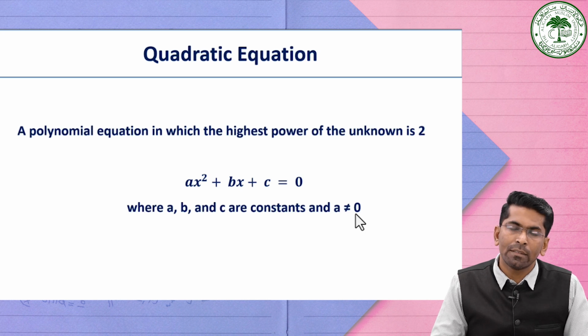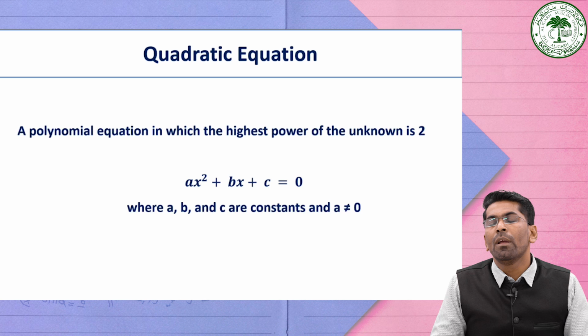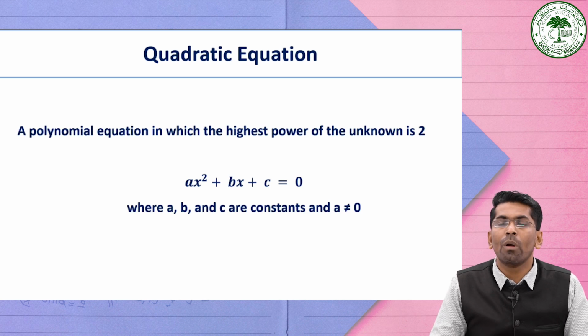As in the earlier classes, we said that if a becomes 0, then this quadratic equation will become a linear equation. That is, here only bx plus c remains. So that means it will become a linear equation. So here we are assuming that a is not equal to 0. Here we will discuss how to solve this quadratic equation by using the quadratic formula.